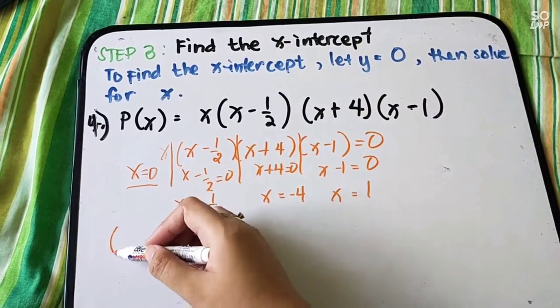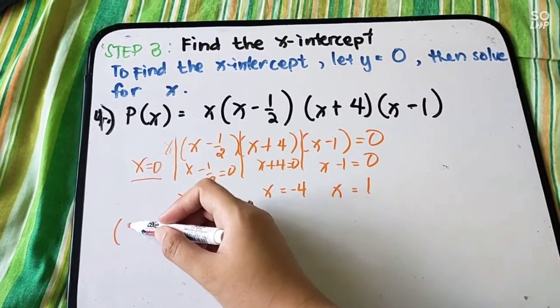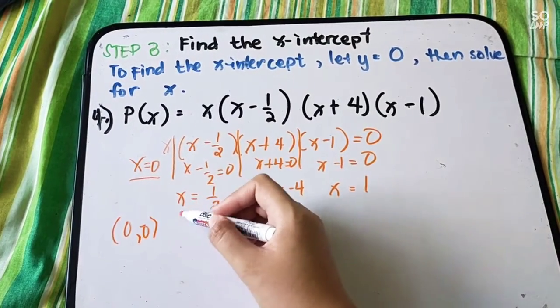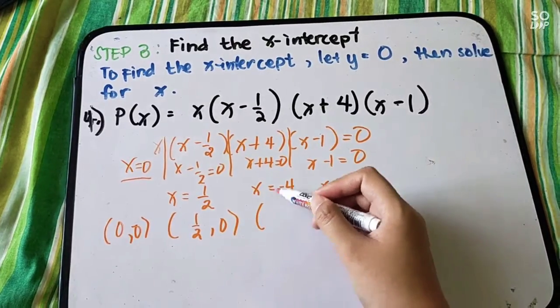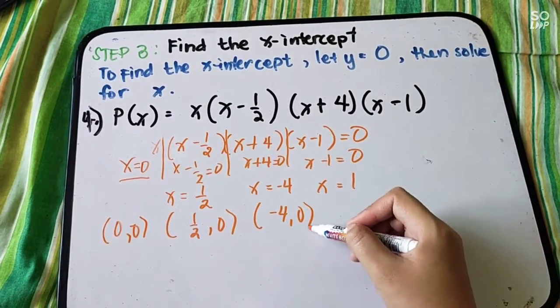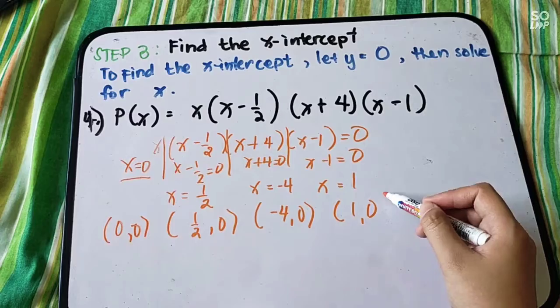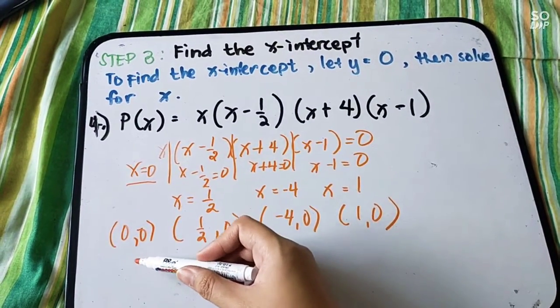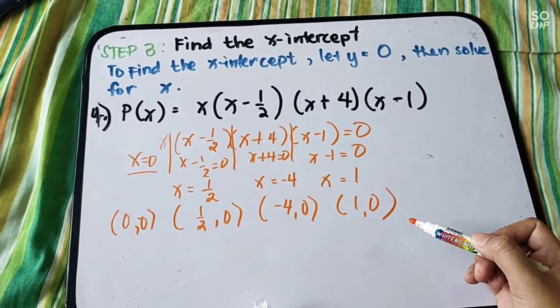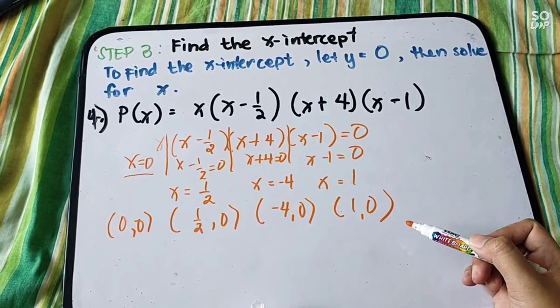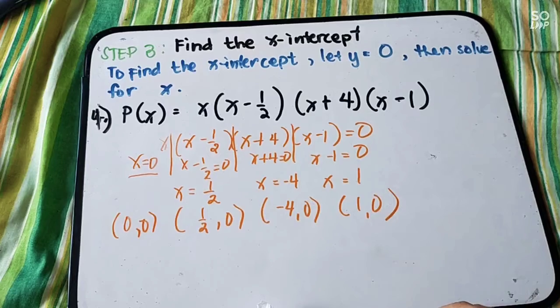So, our x-intercepts, we have 0 and 0. Then we have 1/2 and 0. And then we have negative 4 and 0. And then we have 1 and 0. So, importante po yung ating x-intercept para sa ating graph. Is it clear? Let us have last example, yung mahirap pa.